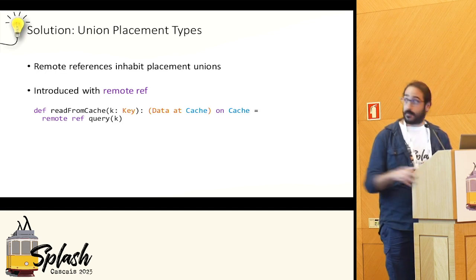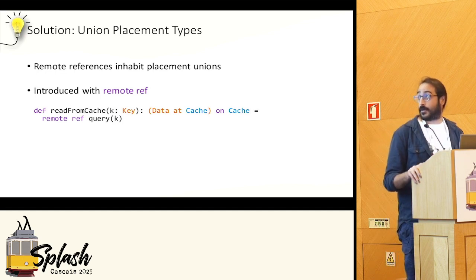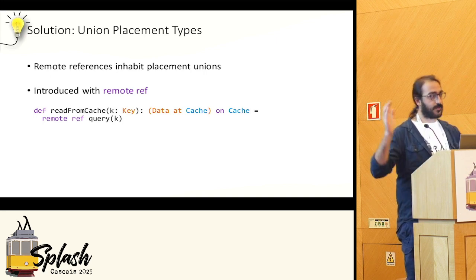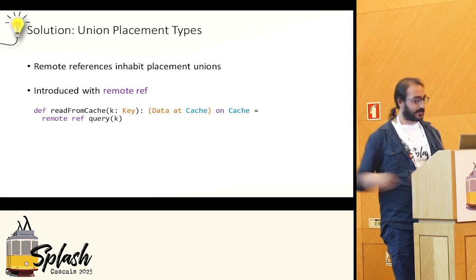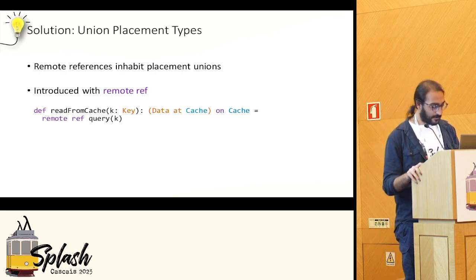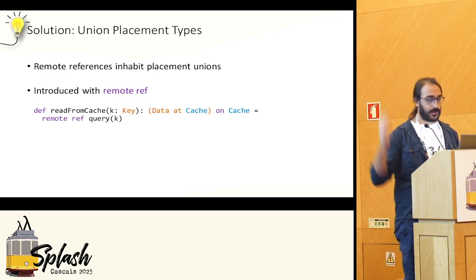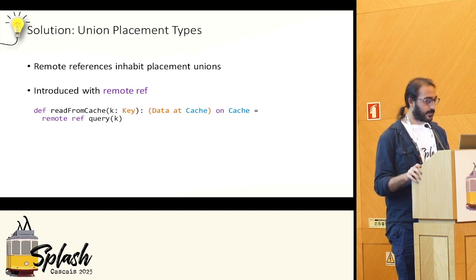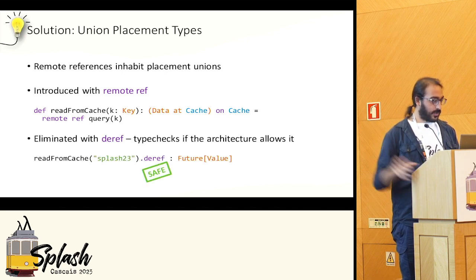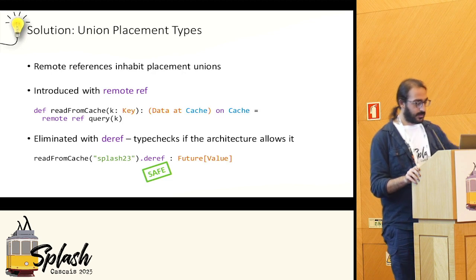And as an example, this particular function reads from a cache. It takes a key and returns a pointer to some value on a cache, but itself, this functionality is located on a cache. So this is the first class from the title of the project. But this is how we introduce them, and then to eliminate them, we just use a deref as usual.